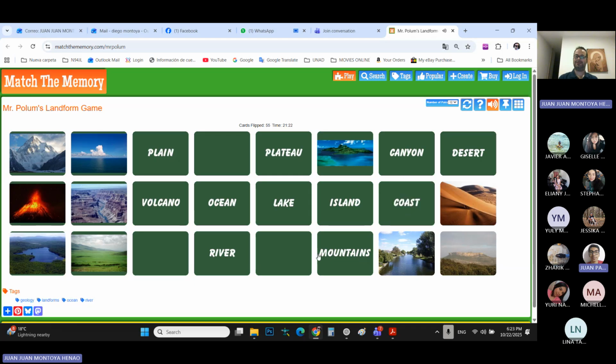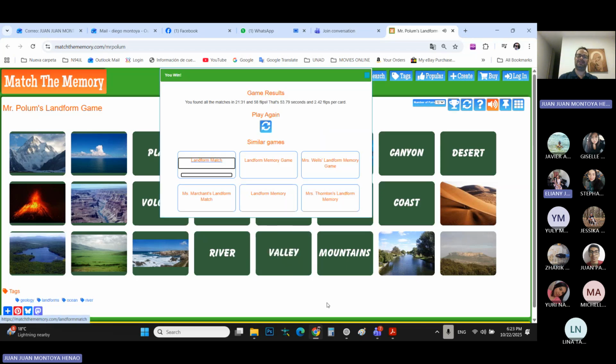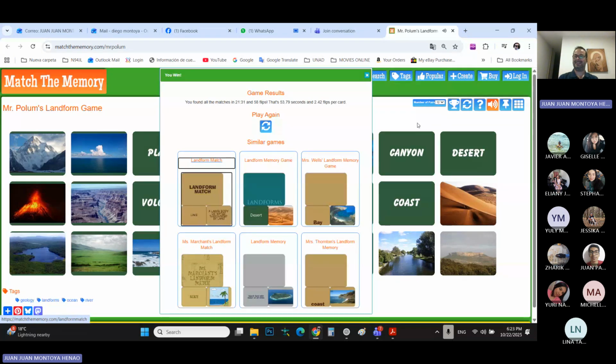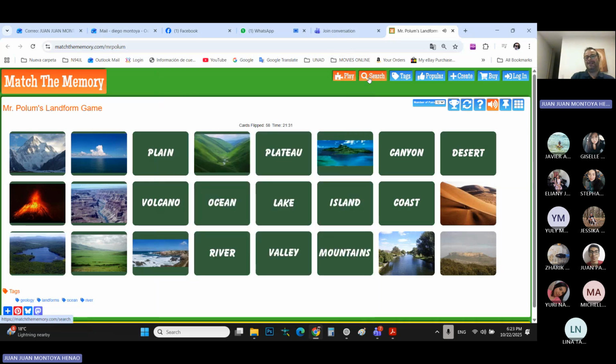Coast. And column 3, row 3. Column 4, row 1. And column 5, row 3. Very good. Congratulations. Very good. So that was our memory match game. I hope you enjoyed this one.